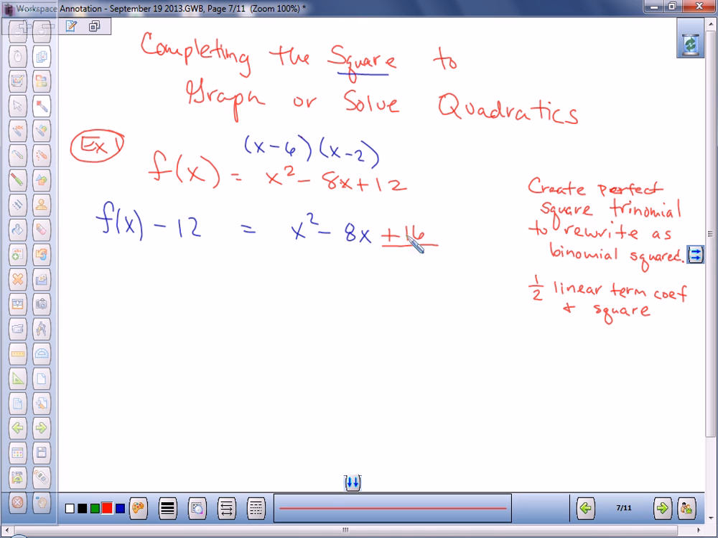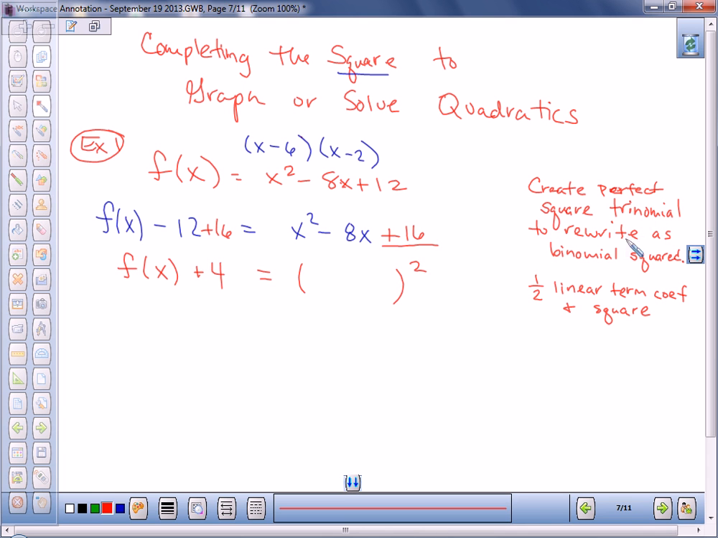Now, to keep an equation balanced, whatever I add to one side of it, I must also add to the other. The addition property of equality just occurred. So now the left side will simplify to f of x plus 4. And the right side of the equals can be written as a binomial squared. Once we create our perfect square trinomial, every time we're going to rewrite it as a binomial squared.